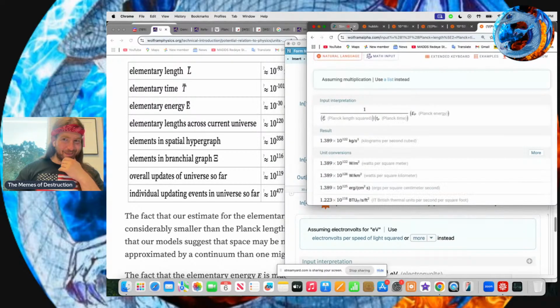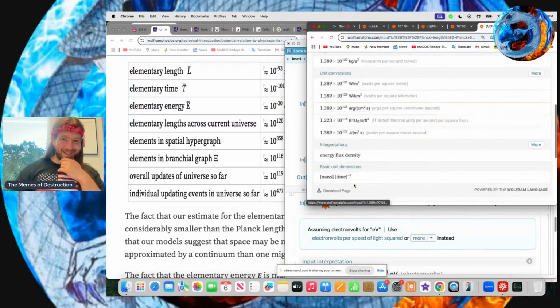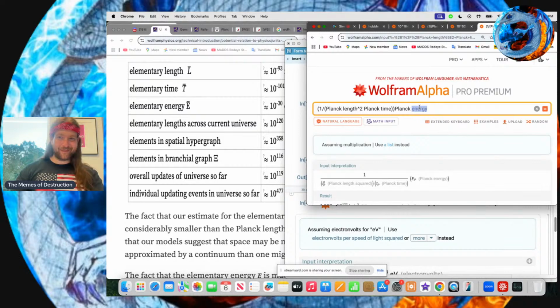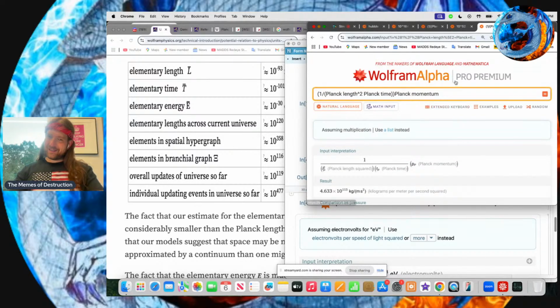Okay, here's where I'm trying to get to. Multiply Planck energy, and you get what looks like maximal energy flux density. If you multiply by the Planck momentum, we get the Planck pressure, aka the Planck density. But if you were using bosons or stuff like that... Oh, jeez. Okay.